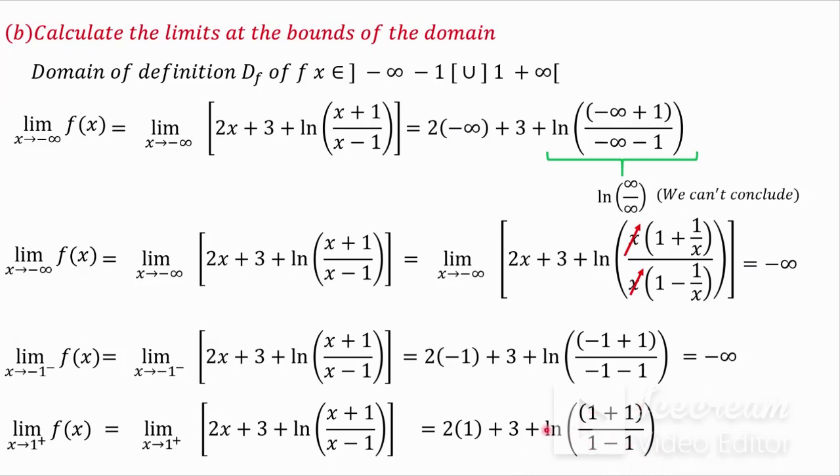So here we are going to have ln of 2 divided by 0, which gives us what? Here we are going to have positive infinity, because we are going to have ln of 2 divided by 0, which gives us positive infinity. So we are going to have positive infinity, then plus 3, we get positive infinity, then plus 2, because 2 times 1 gives us 2, then plus 2 gives us still positive infinity. So the limit of f of x as x tends to 1 from above gives positive infinity.